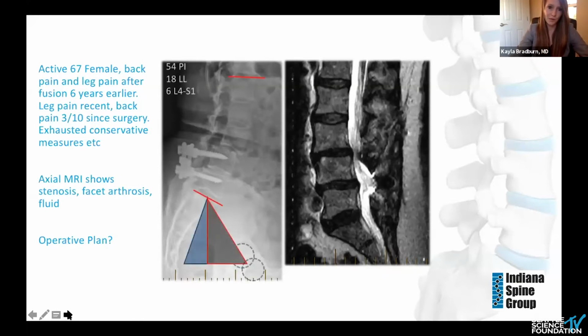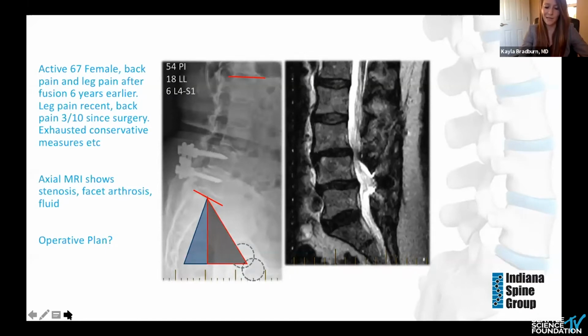In terms of her sagittal alignment, she has about 6 degrees of lordosis through L4 to S1 with an overall lumbar lordosis of about 18 and a pelvic incidence of 54, giving her a pelvic incidence lumbar lordosis mismatch of about 36. Her pelvic tilt and her sacral slope are shown here, represented by the triangles, with the blue triangle representing her sacral slope and the gray representing her pelvic tilt.